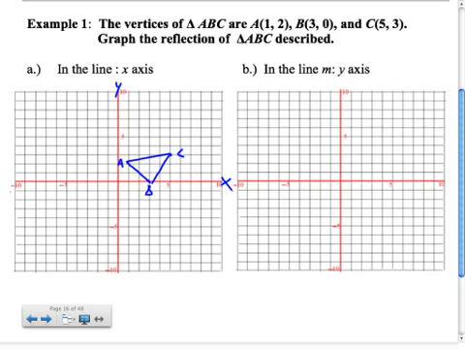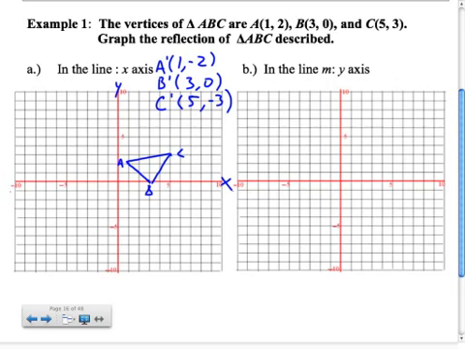Now, there are a few different things you can do. The first is to know the coordinate rules, or we can just do it by counting. Remember the coordinate rule for the x-axis: the x-coordinate stays the same and the y flips. So for A prime, x stays the same, y flips. For B prime, x stays the same, y flips. And for C prime, x stays the same, your y-coordinate will flip, and then you just plot those three points and you're done. Or you can count.